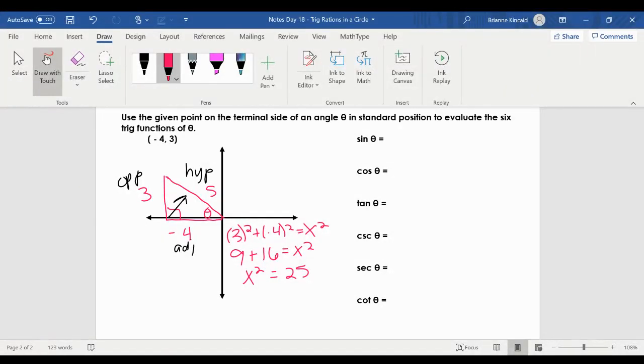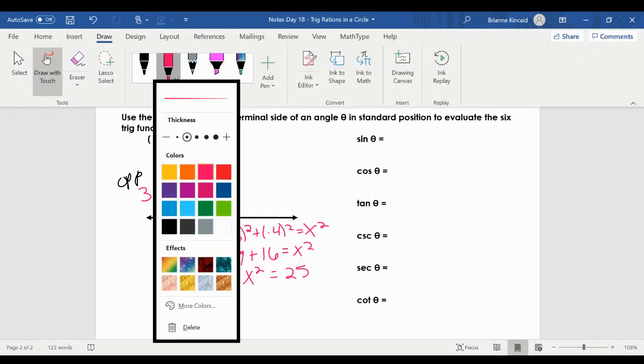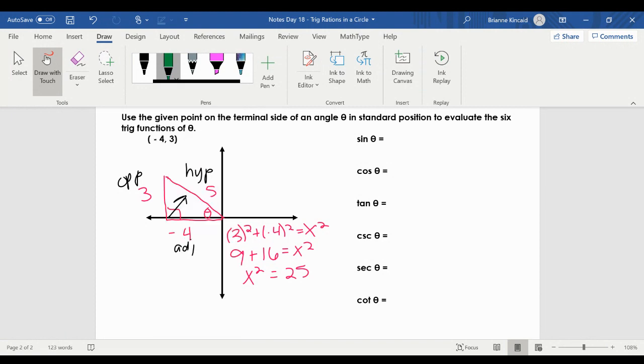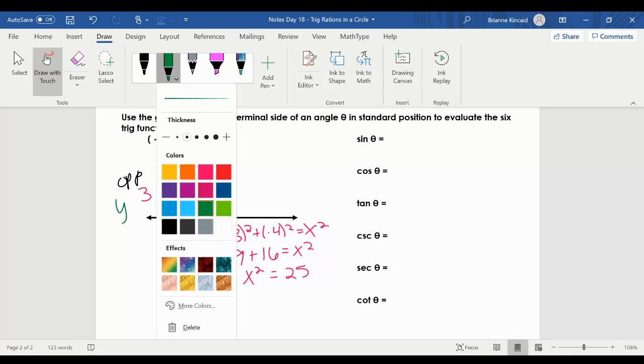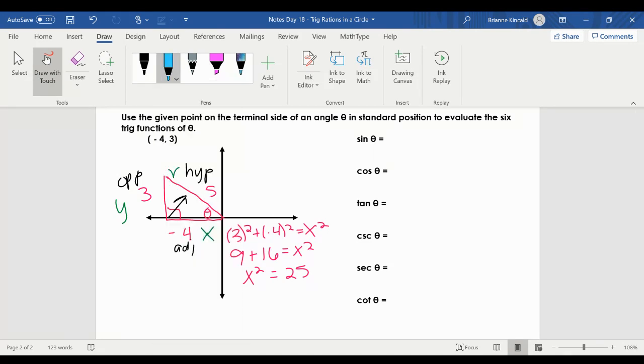So the other way that we can label these, besides the opposite, the adjacent, and the hypotenuse, is we also have the x, the y, and the r. X, y, and the radius. So my sine of theta is opposite over hypotenuse. It's also y over r, or 3 over 5. The reciprocal of sine is cosecant. I flip it to 5 over 3.